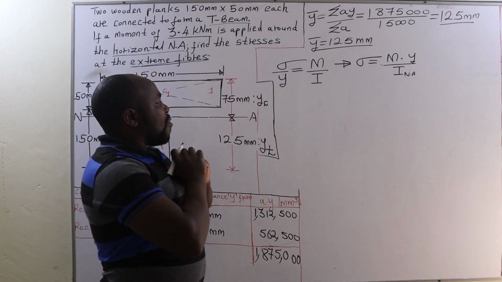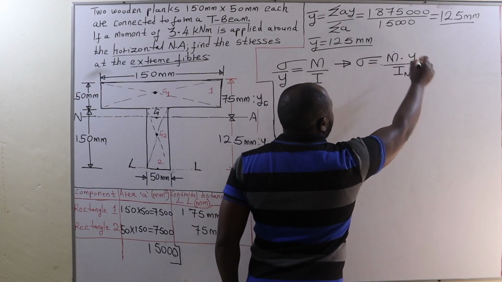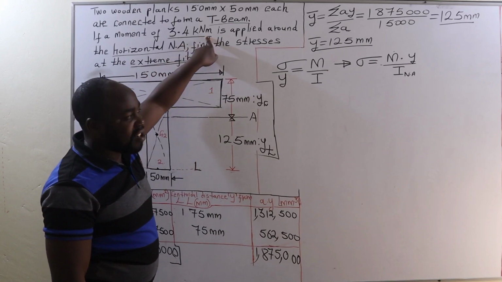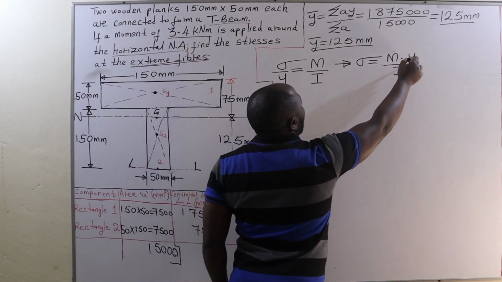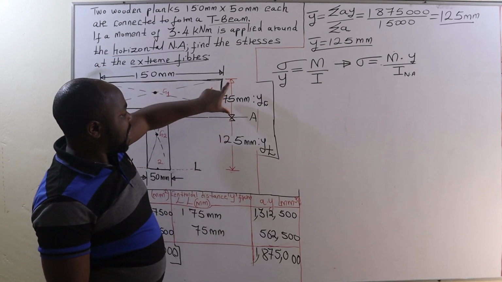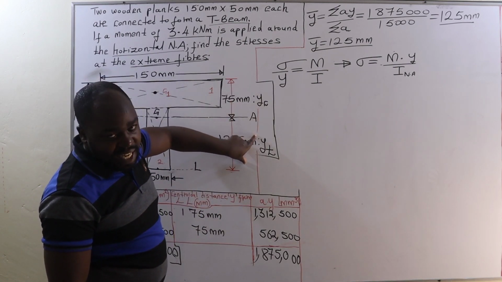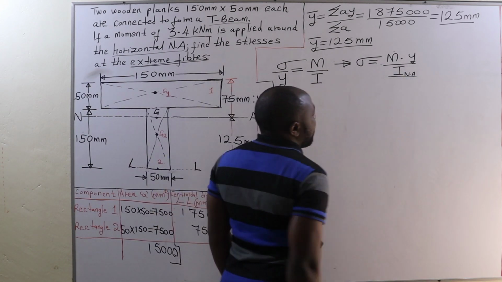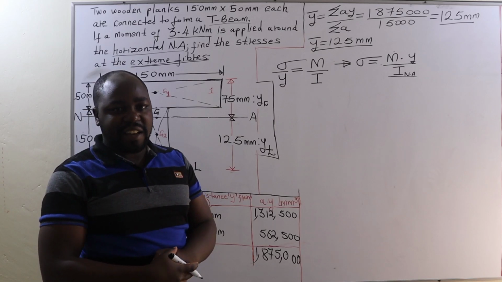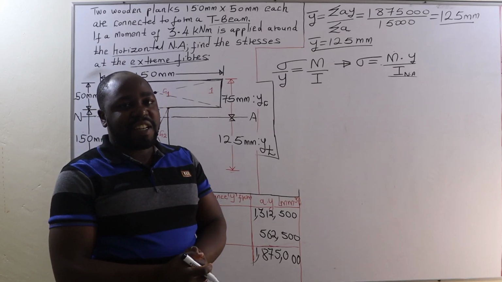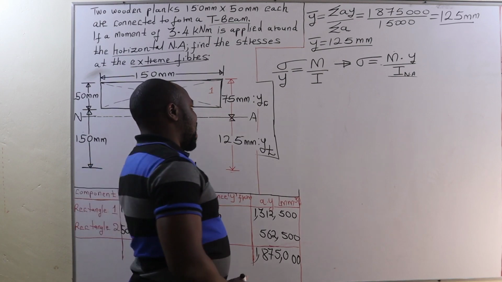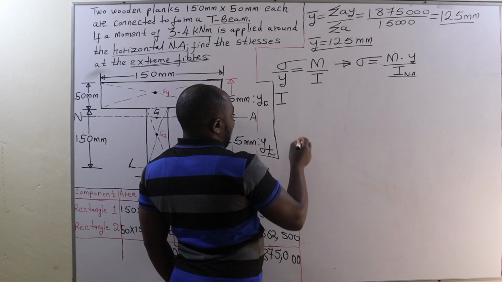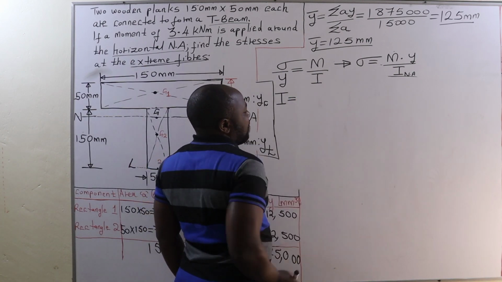Therefore, we are given the bending moment M, which in this case is 3.4 kilonewton meter. We have Y for both the compressive section as well as the tensile section. What we don't have is the moment of inertia about the neutral axis, and therefore we need to calculate the moment of inertia about the neutral axis.